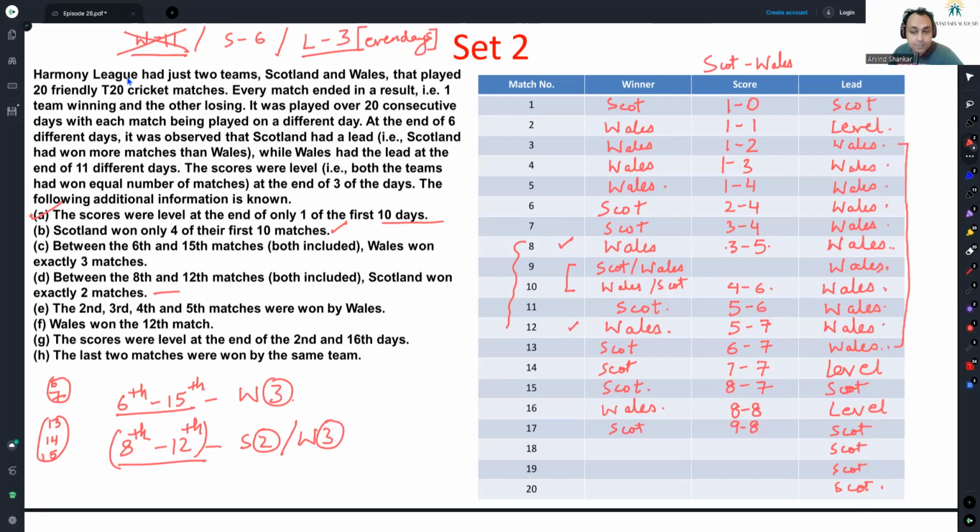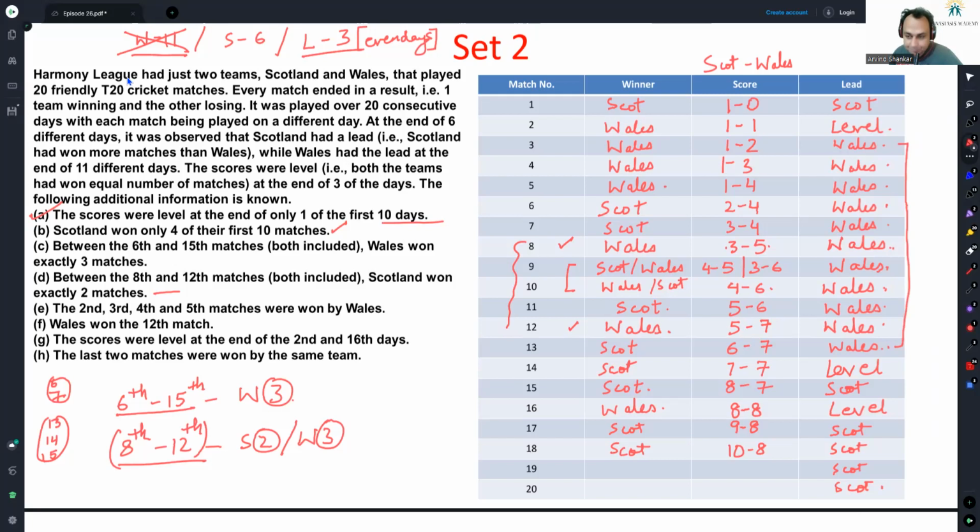In the next match, pay attention, if Wales won, the score line would have become level. But we know that the score line is not level. It is Scotland leading. So it is only possible if Scotland was leading this. So we've got 10-8. We still don't know the score line here. The two possible score lines are, if Scotland won, it would turn to 4-5. If Wales won, it would turn to 3-6. Both these outcomes are possible, but we don't know what precisely it is.